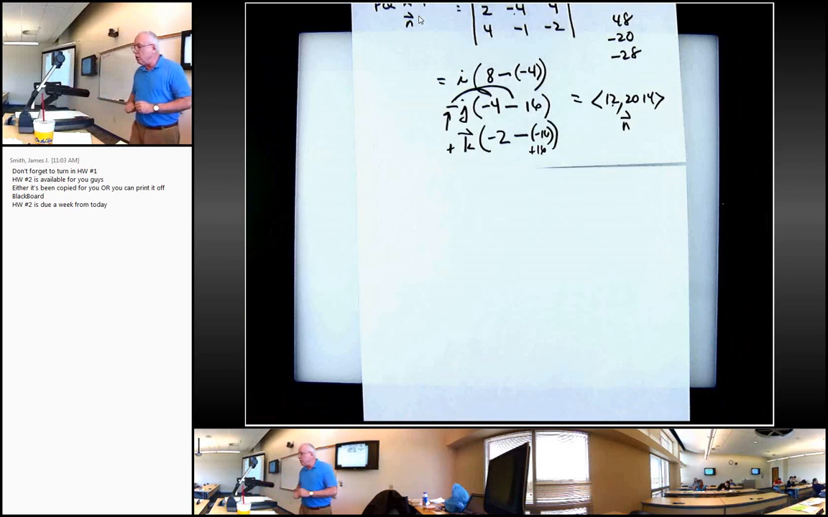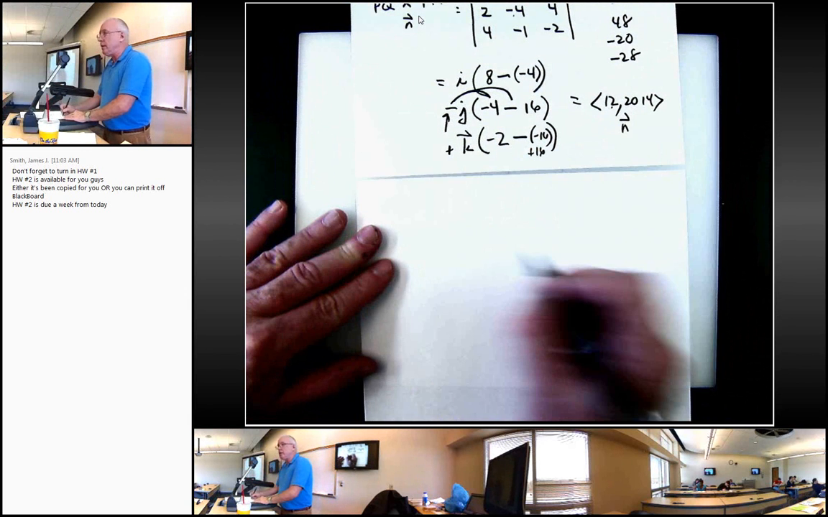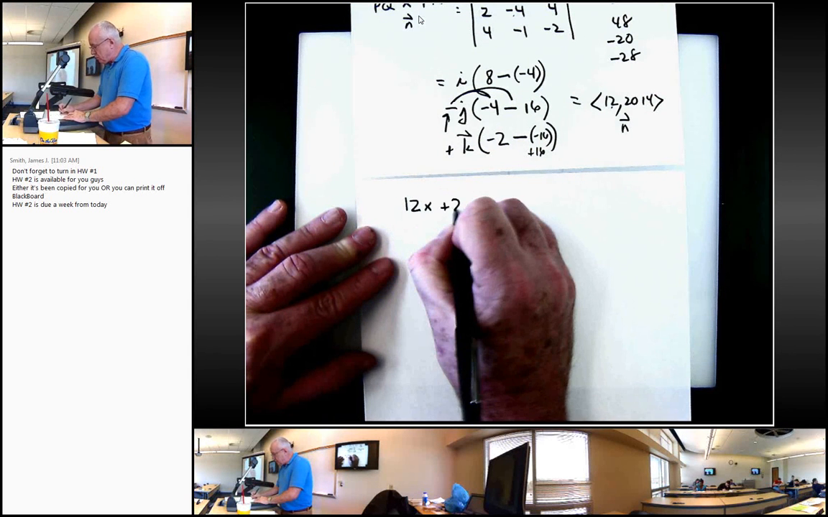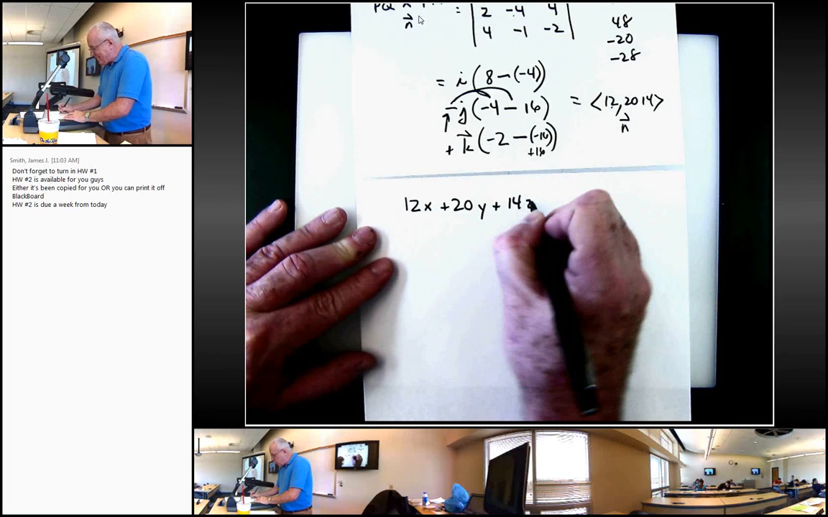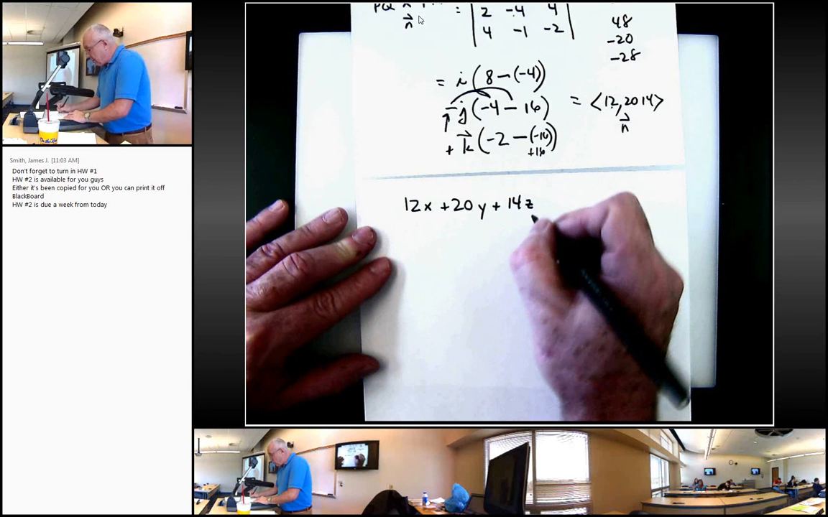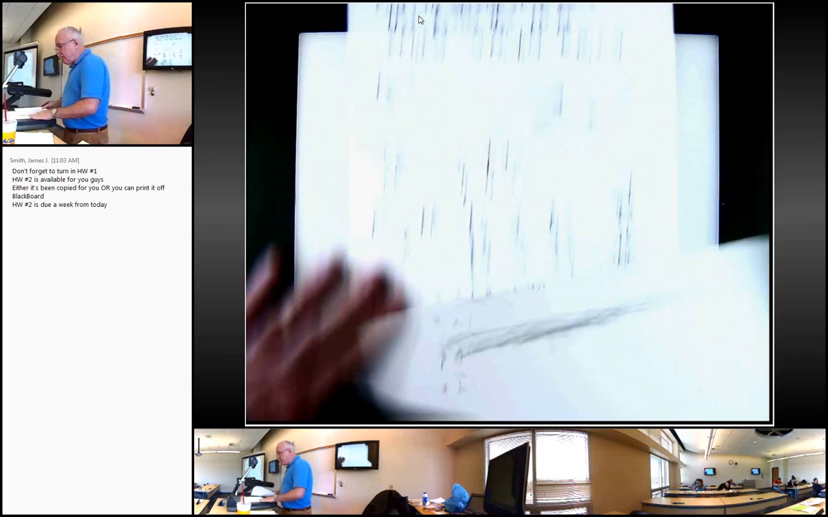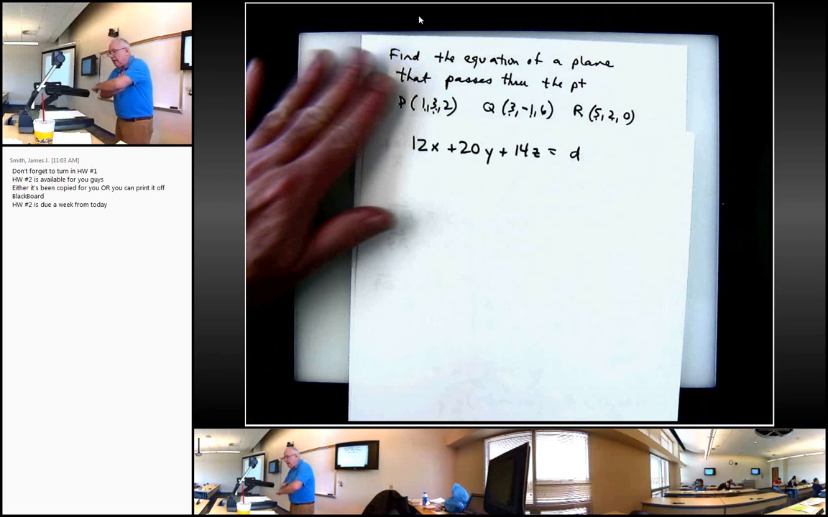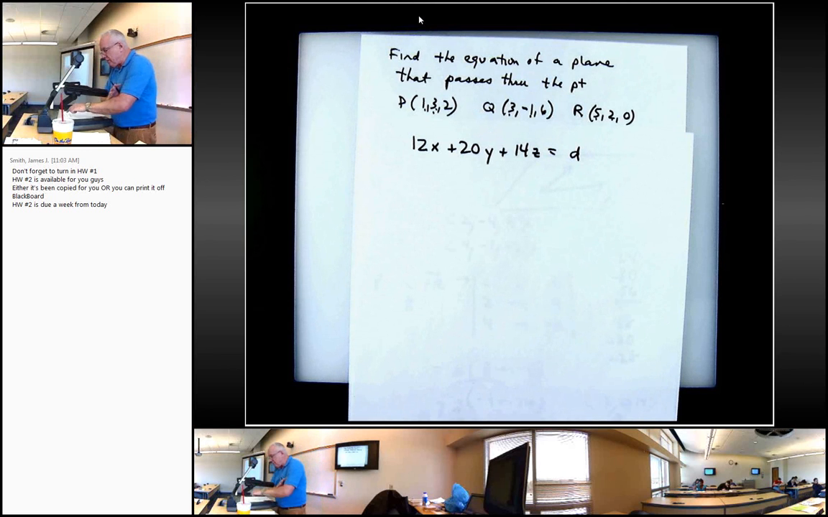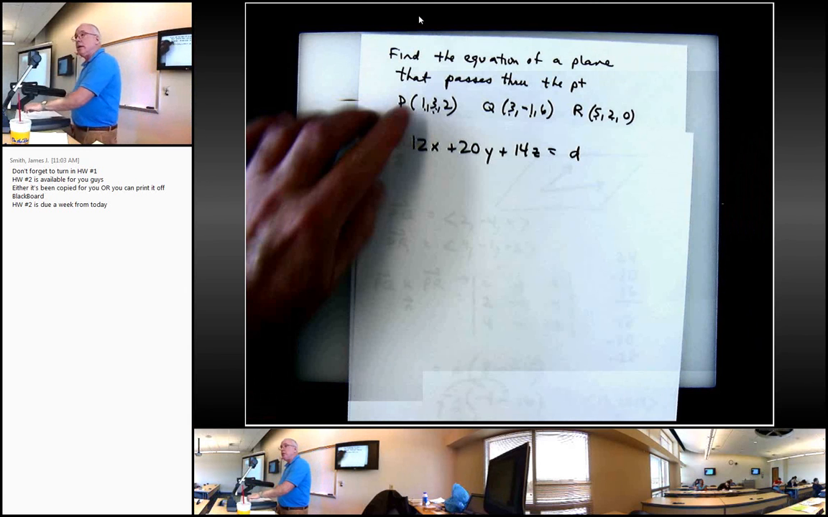So now we know our n: 12, 20, and 14. We can now generate the left side of our equation of the plane, 12 times x plus 20 times y plus 14 times z equals some number d. And then we can find out this number d by using any one of these points, and it'll give me the same number d.